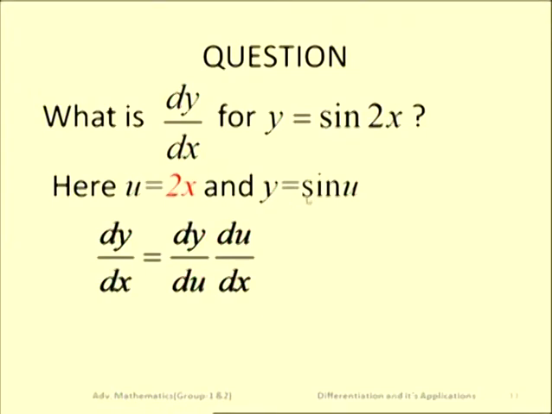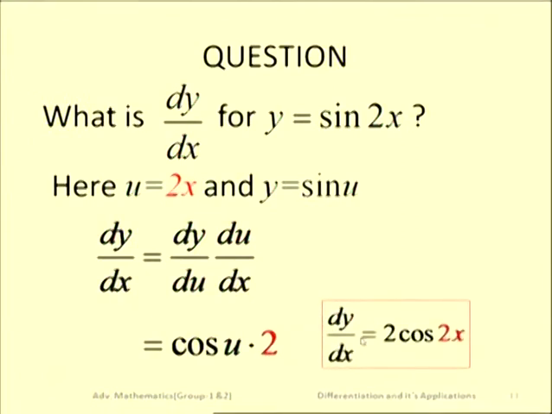Derivative of y with respect to u, derivative of sin u with respect to u is cos u. So it is equal to cos u. And derivative of u with respect to x, u is 2x, so derivative of 2x with respect to x is 2. So it is 2. Now replacing the value of u here, we have dy by dx is equal to 2 times cos 2x.